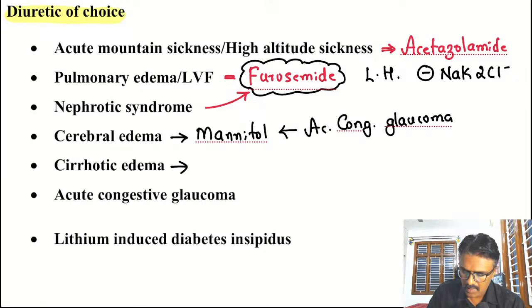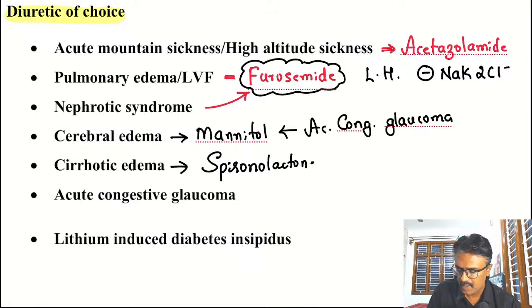Cirrhotic edema. What happens in cirrhosis? The aldosterone levels go up. Aldosterone causes sodium and water retention and edema. So you have to give an aldosterone antagonist. The name is called spironolactone. Spironolactone is also given in resistant hypertension.